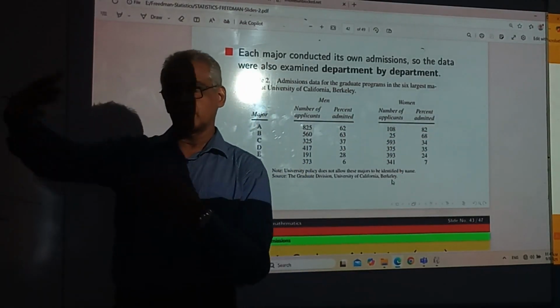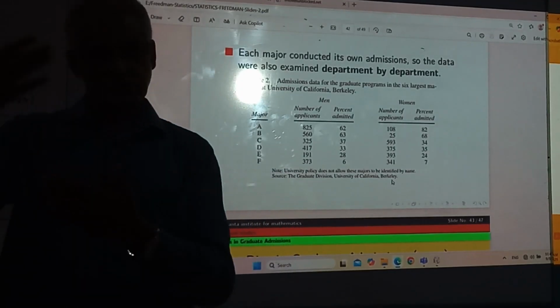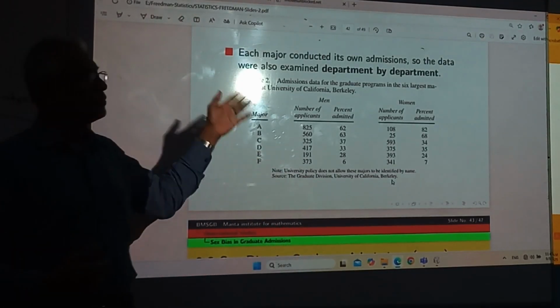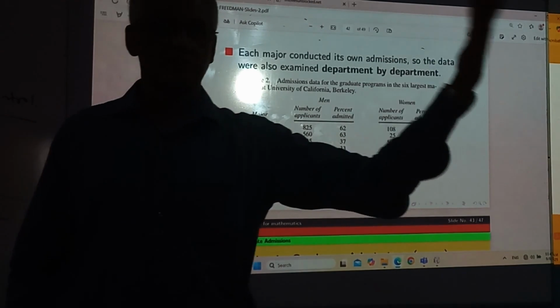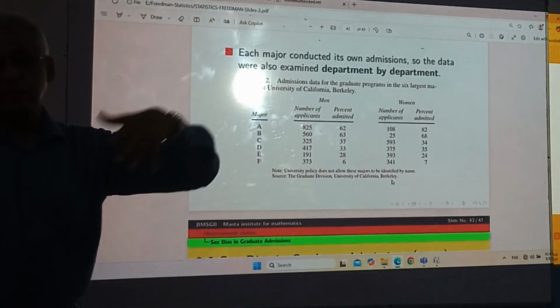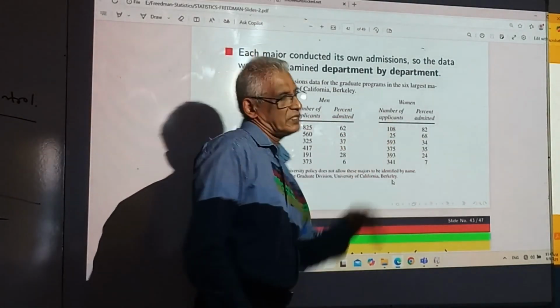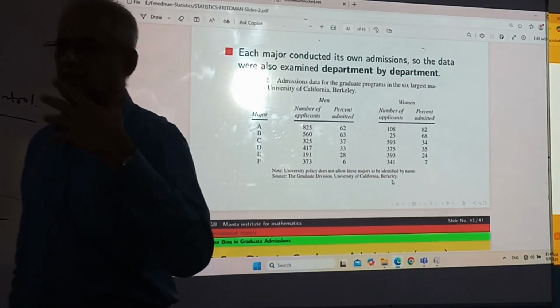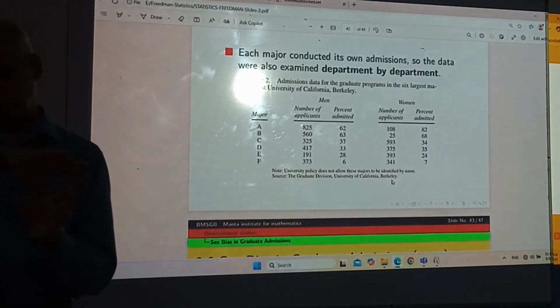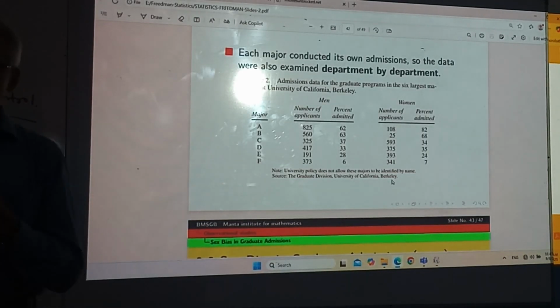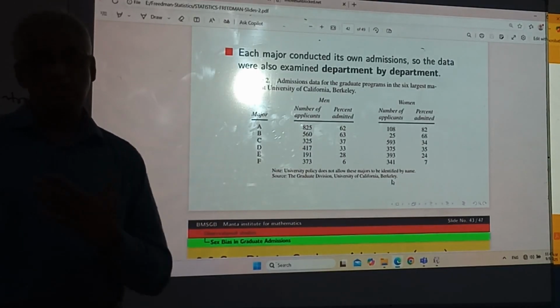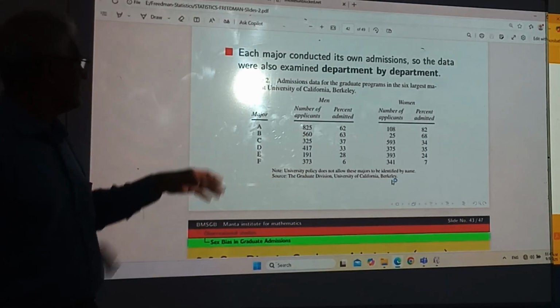The total number of females selected is going to be smaller than the total number of males. Therefore, the percentage is going to be high for the men. So that's what happened. When you do the analysis department-wise, you can see the real picture. You call this stratification. You stratify by the department.